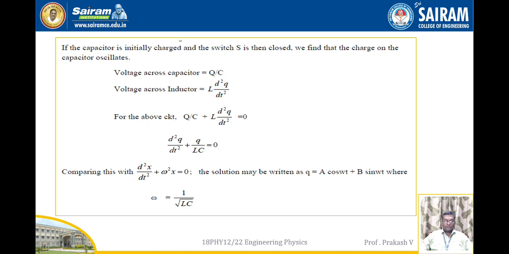Further, on simplification, we will get d square Q by dt square plus Q by LC is equal to 0. By comparing this equation with the other equation, that is d square x by dt square plus omega square x is equal to 0, the solution can be written as Q is equal to A cos omega t plus B sin omega t. Here the angular frequency omega is equal to 1 by square root of LC.